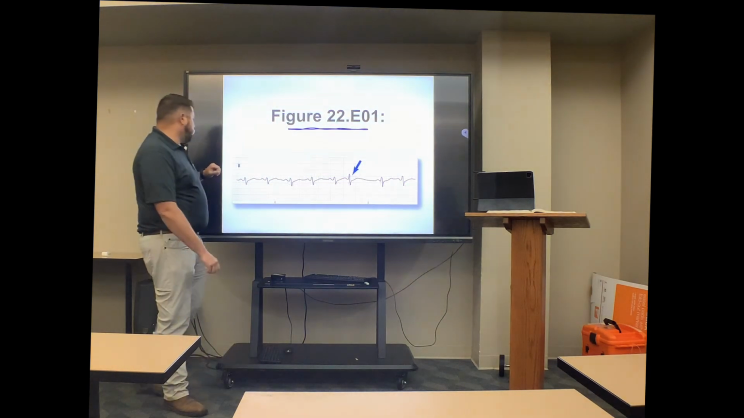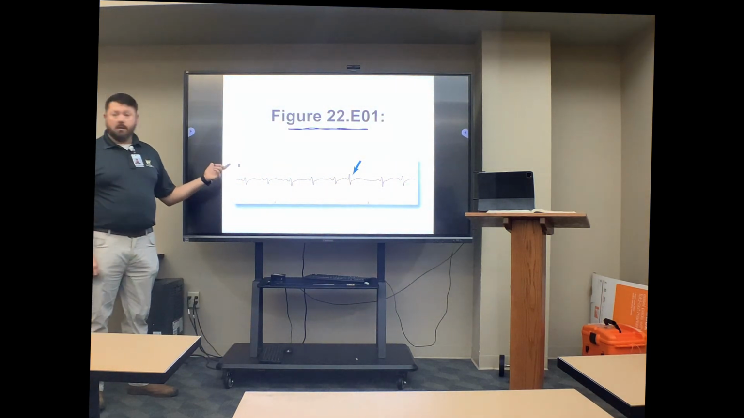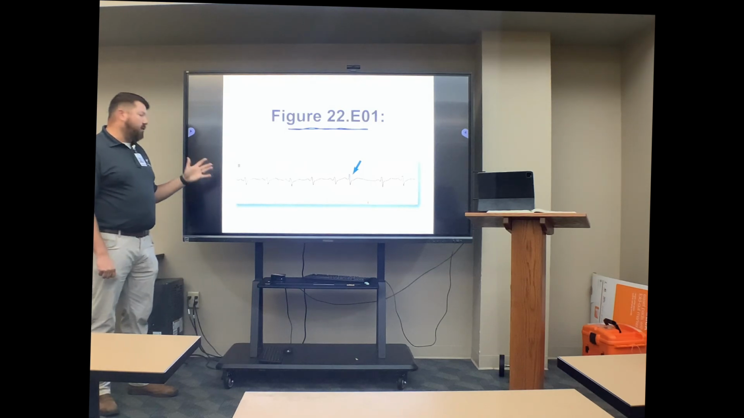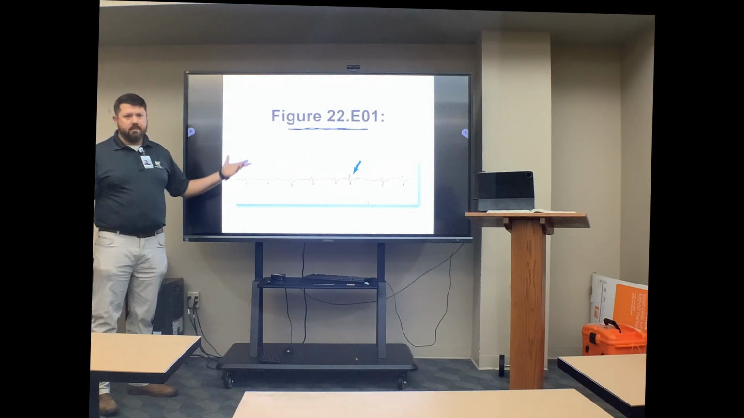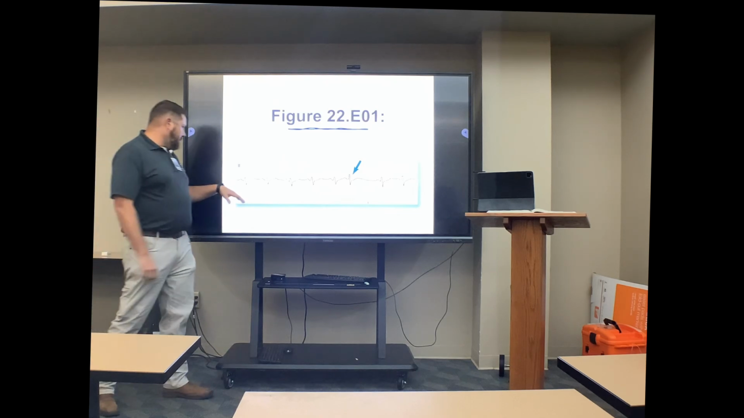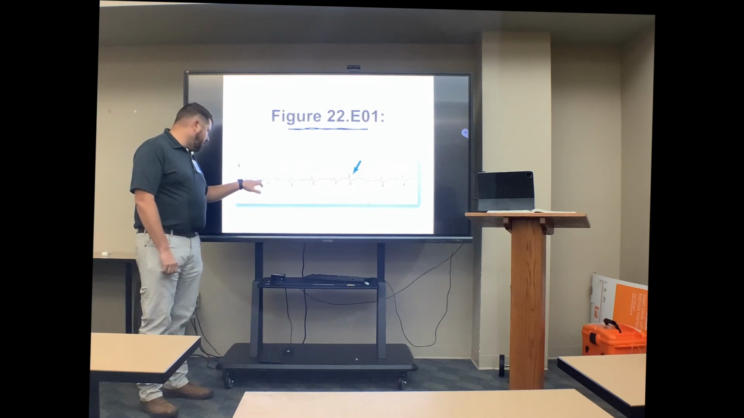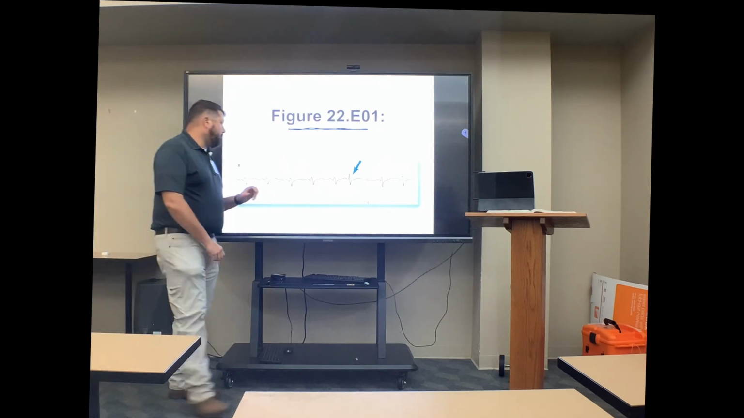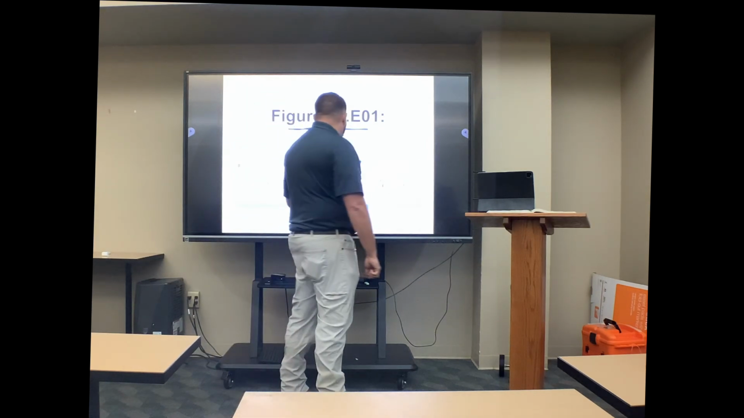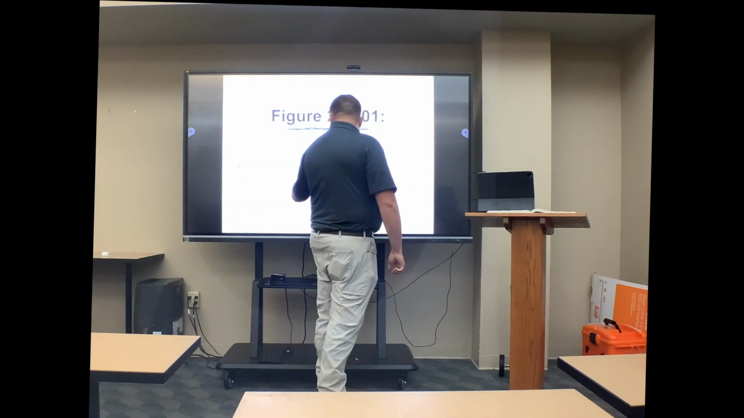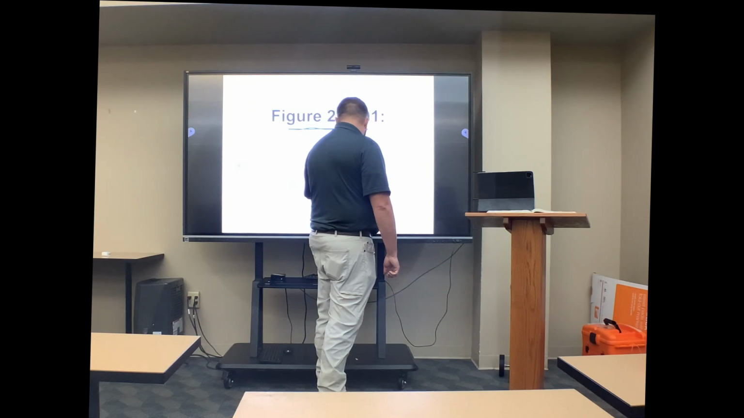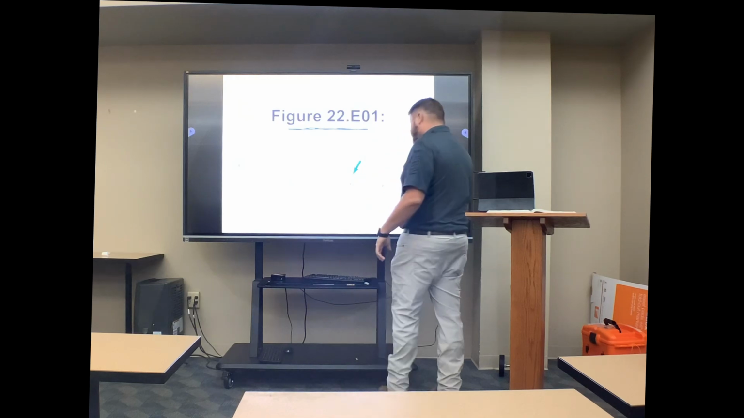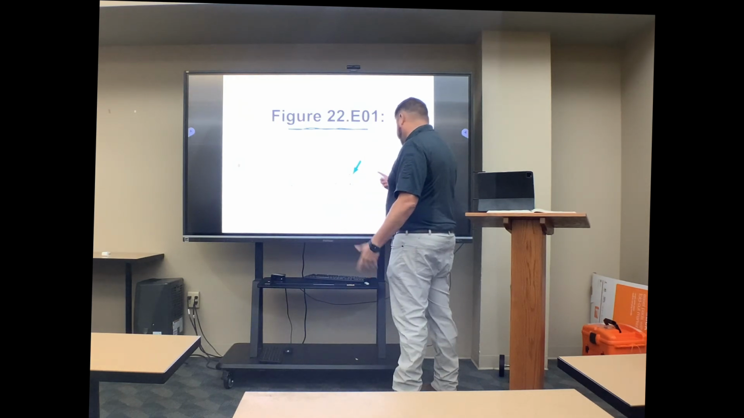My P wave for my underlying looks good, doesn't it? The QRS doesn't look beautiful, but the QRS is uniform, so we're okay with it. But my P wave looks good. My PRI for my underlying would be about 0.16 or so. Then my QRS measurement is about 0.10.